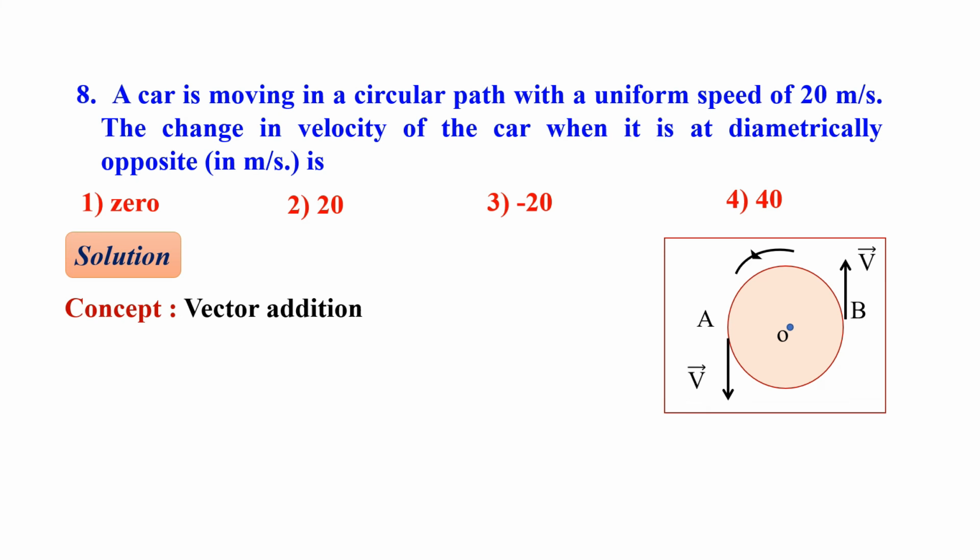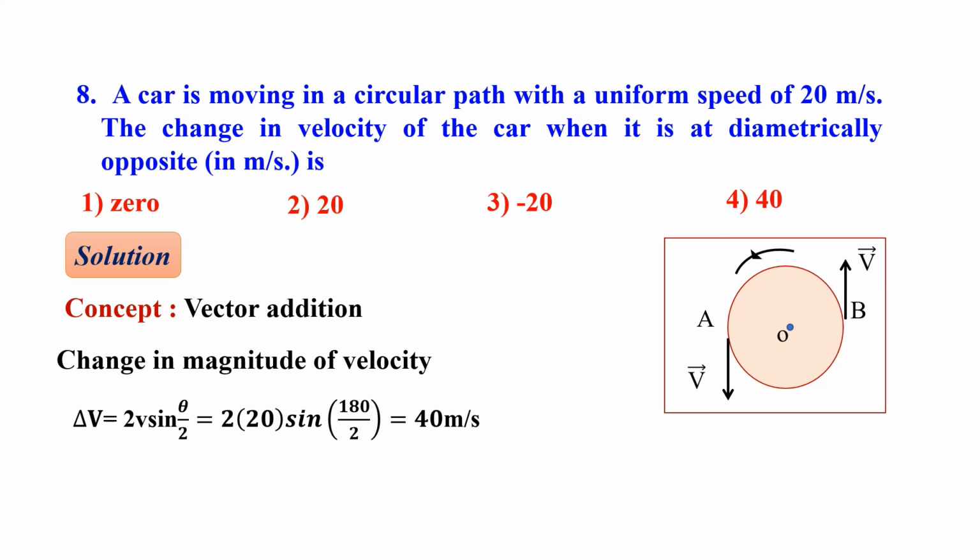Now, this concept is vector addition. Change in magnitude of velocity, that is delta V, is equal to 2V sin theta by 2. 2 into V, where V is given as the speed of 20 meters per second, and theta is 180, so sin of 180 by 2, that is sin 90, which is 1. So 2 twos are 40 meters per second. So the fourth option is correct.